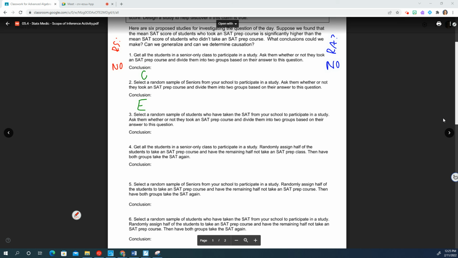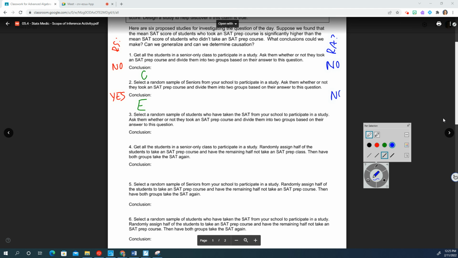Was this a random sample? Yes. Yes, it says select a random sample of the seniors. Was it a random assignment? No. No, there was no experiment conducted. Good. Okay, any questions on that one? Did you get it right?